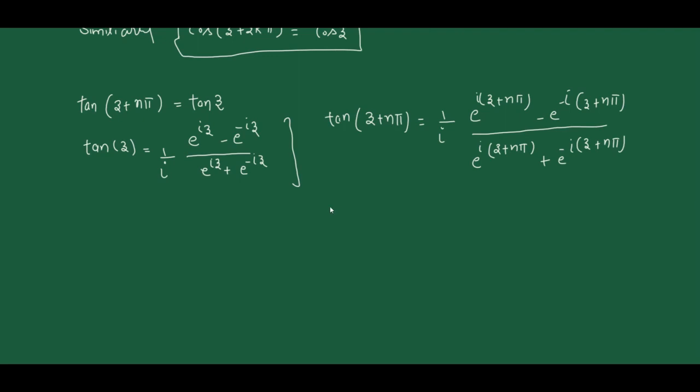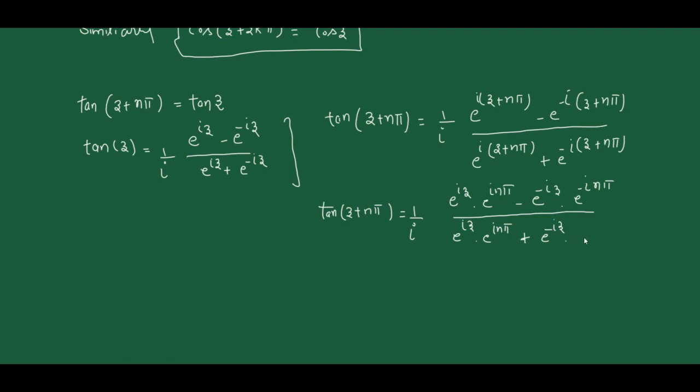Now simplify this as tangent of z plus n pi is 1 over iota, e raised to power iota z into e raised to power iota n pi, minus e raised to power minus iota z into e raised to power minus iota n pi. Similarly, you can do the same thing in the denominator also: e raised to power iota z into e raised to power iota n pi plus e raised to power minus iota z into e raised to power minus iota n pi.